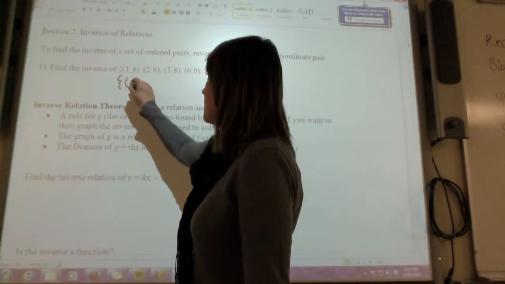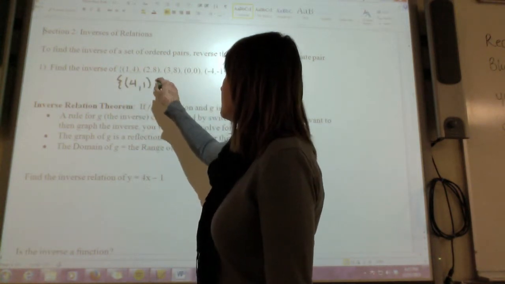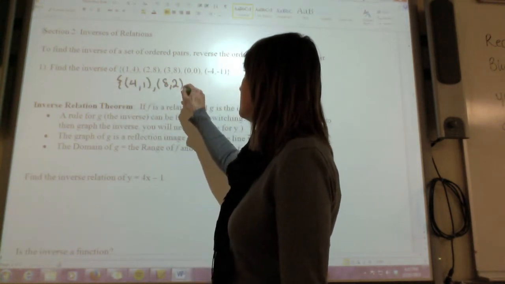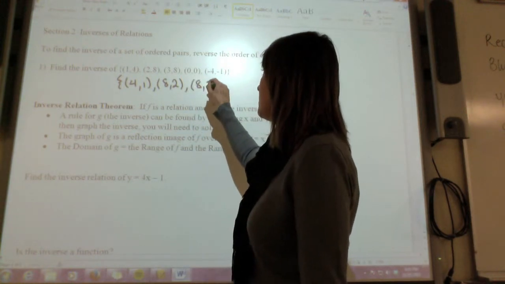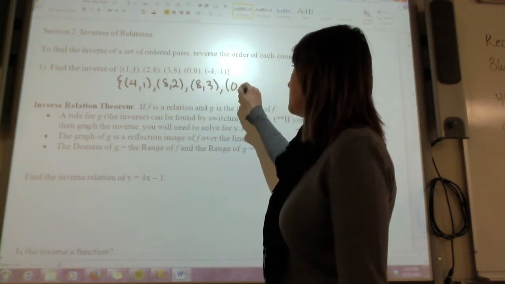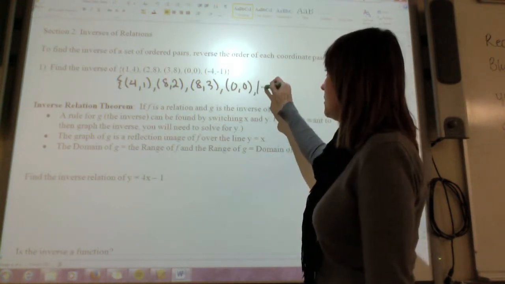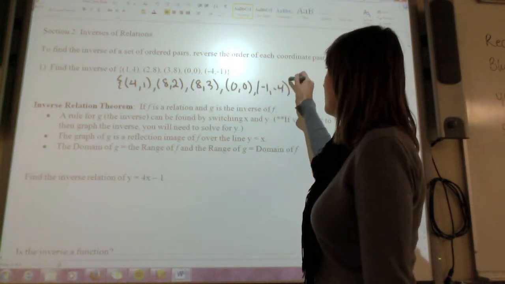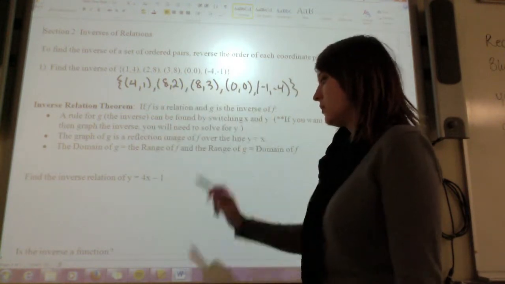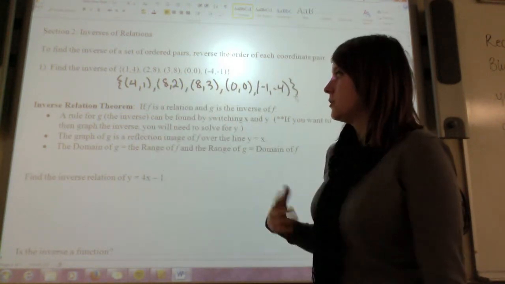So this first point here is going to be (4, 1). The second point is going to be (8, 2). The third point is going to be (8, 3). The fourth point will still be (0, 0). And the last point here will be (-1, -4). Okay, make sure you enclose it in the brackets to show us that it's a set.